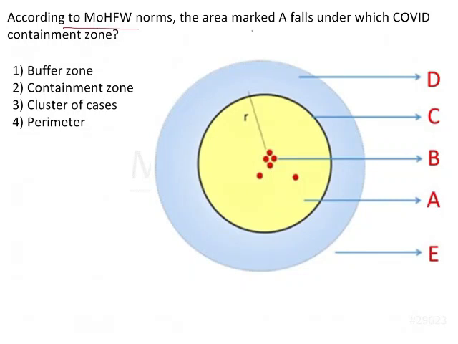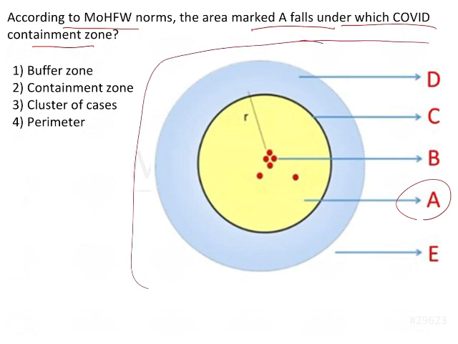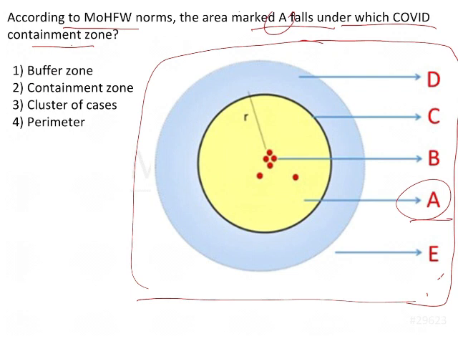According to the Ministry of Health and Family Welfare norms, the area marked A here falls under which COVID-19 contaminant zone? Okay, so this is a typical contaminated area marking. They used to do it in the Ministry of Health. Whenever they find a person or cluster of cases in a particular area, they will divide the area into these kinds of zones. The simple question is what are these zones, and here they are specifically asking what is A. This is a recent, current scenario question, so there is a possibility that they could ask this question.